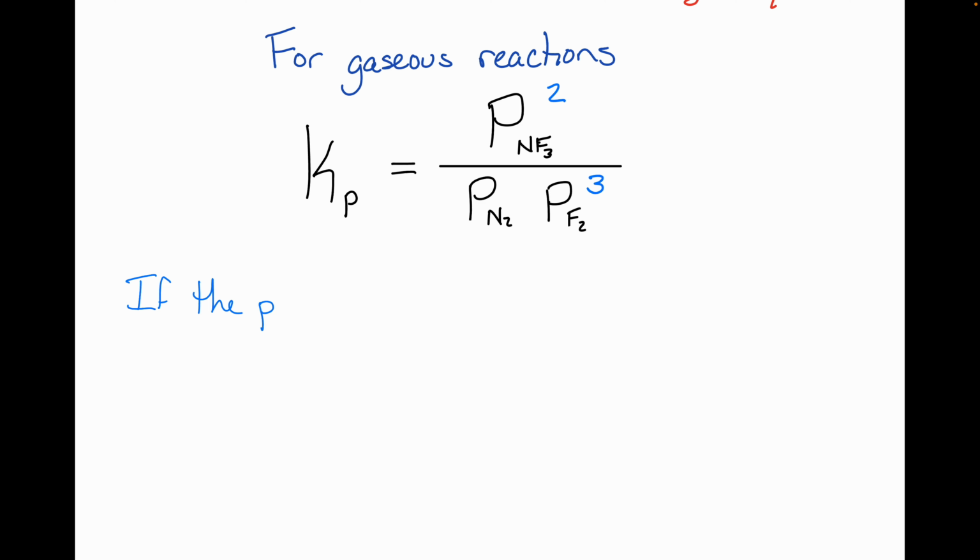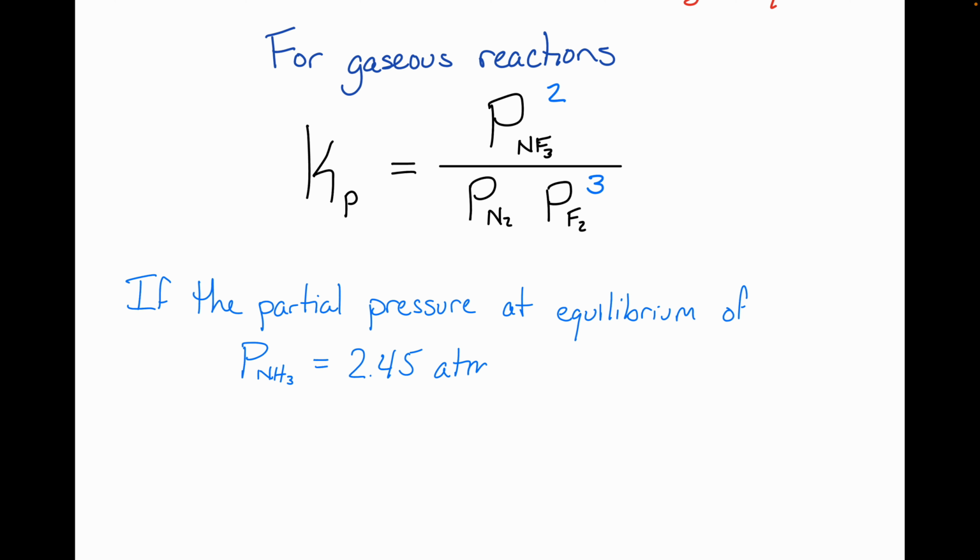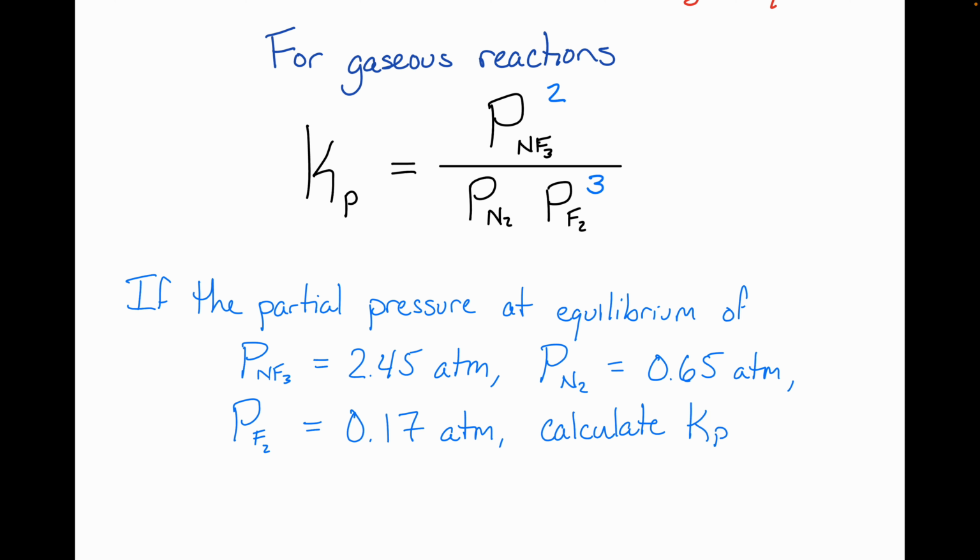All right, if the partial pressure at equilibrium of the product NH3 equals 2.45 atm, the partial pressure of nitrogen is 0.65 atm, and the partial pressure of that fluorine equals 0.17 atm. Calculate that equilibrium constant for me.